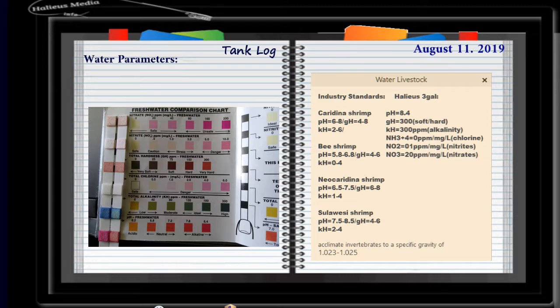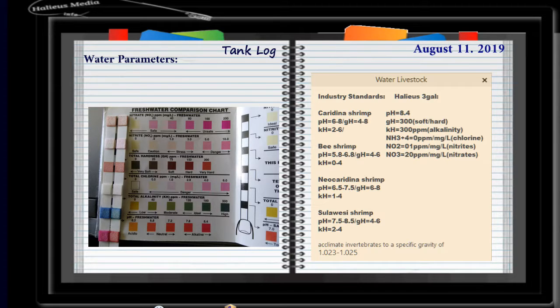So let's look at the industry standards for the 4 major divisions of shrimp. We have Caridina, we have bee shrimp, we have Neocaridina, and Sulawesi shrimp. And Amanos are not specifically listed here, but they are part of the Caridina family. And because they're Caridina, they are not suited for this tank. That poses a big problem because I wanted a mono specifically for algae cleanup. But let's move on. Let's look at the chart and see what it says.